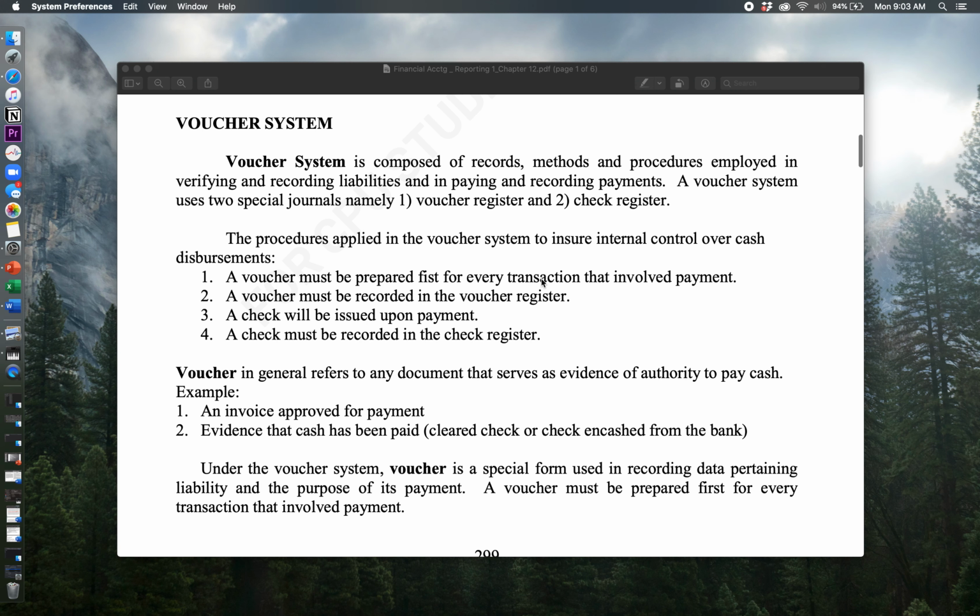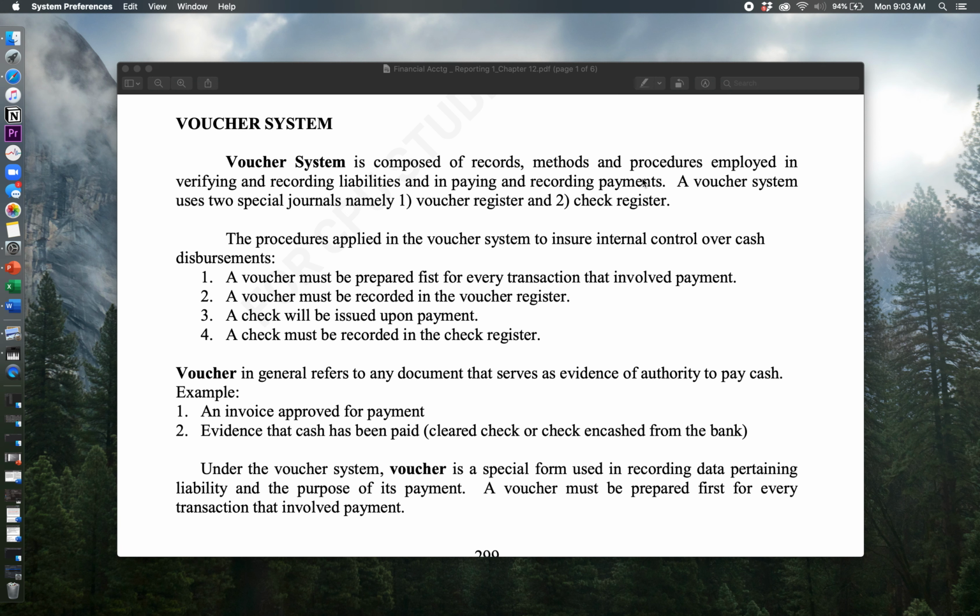So to explain further, pag sinabing voucher system, okay, compose yan ng mga records, methods, so different procedures, and in verifying and recording liabilities and in paying, recording payments. So madaling salita, guys, every transaction may kasama siyang voucher, no? Importante dito yung tracing. Okay? Pag-verify, is it yung voucher ba yan?